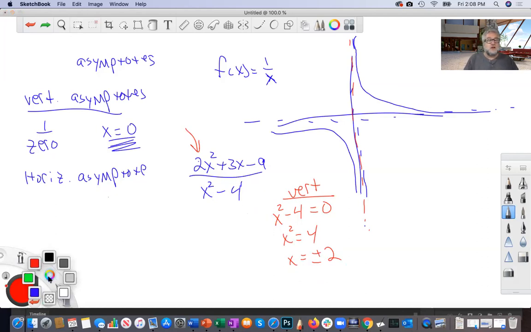For horizontal asymptotes, there is a process. Step 1, divide by biggest power of x.